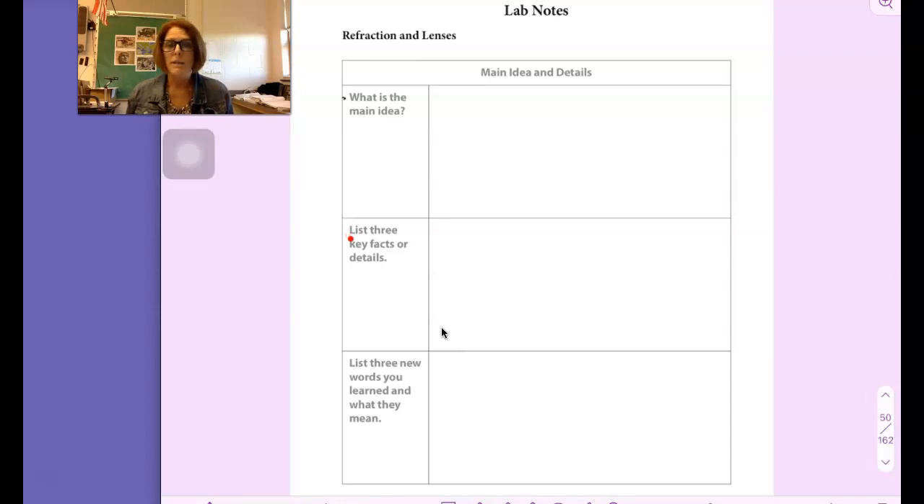And you can pause the video anytime. You can go back into your reader. If you want to try reading the chapter on your own and doing this, great. The next thing is list 3 new words you learned and what they mean. So you're going to list the word and what it means. Word, what it means, word, what it means. 3 words that you learned or 3 words that you think you need to remember from this chapter.